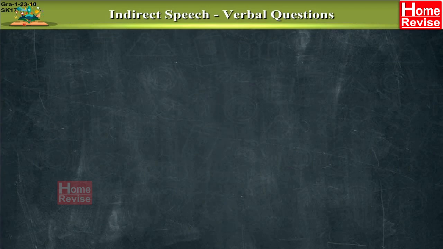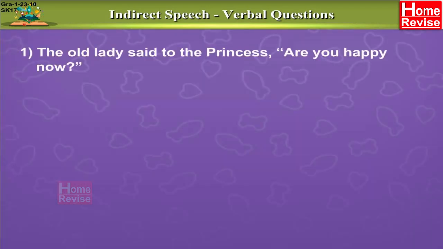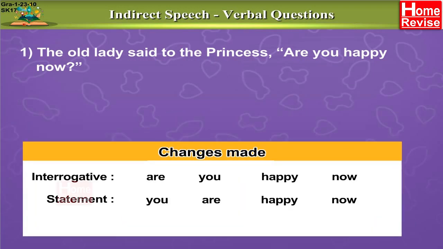Let's understand it better with examples. The first example. The old lady said to the princess, "Are you happy now?" A clear-cut direct speech, children, inverted commas, and the question mark. Who is the speaker? The old lady. And who is the listener? The princess. So you change according to the listener. Well, first change interrogative sentence into a statement. Are you happy now is a question, becomes you are happy now as a statement.